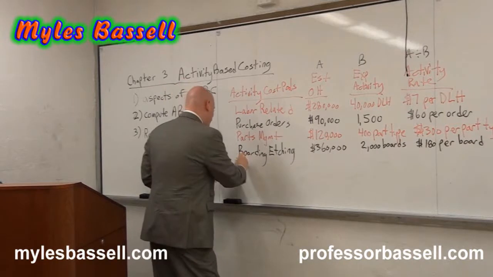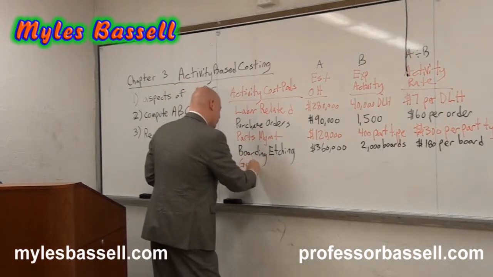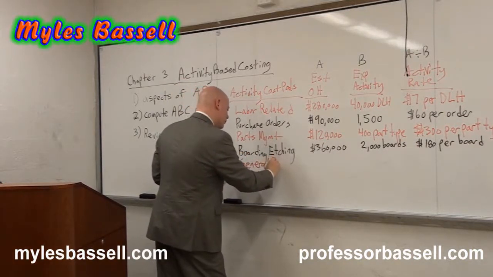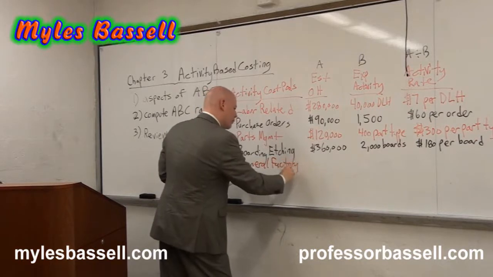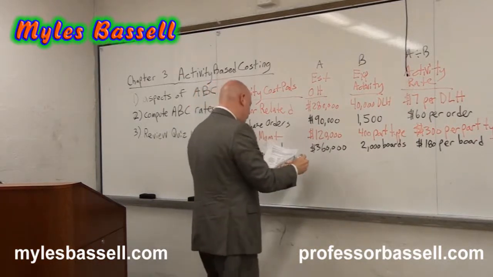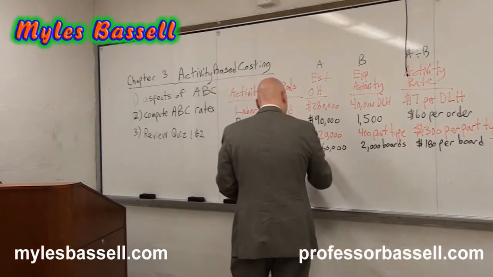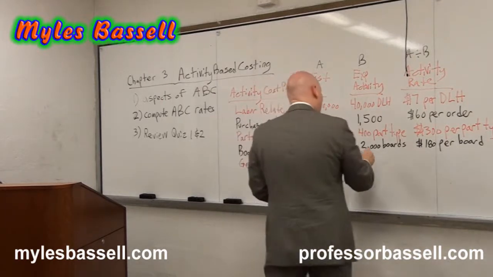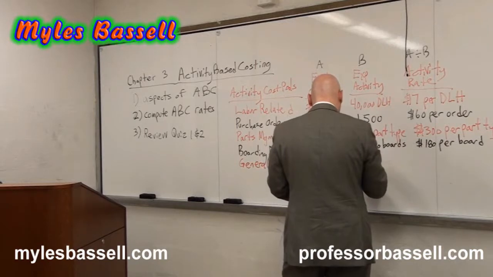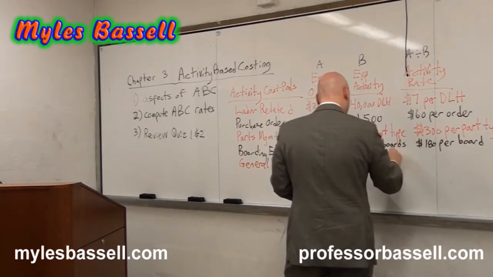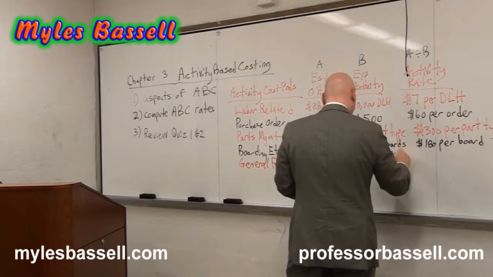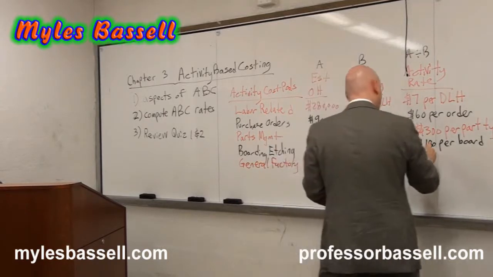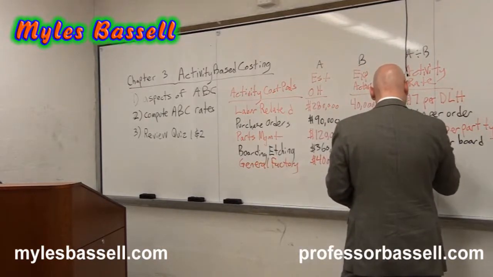So what's next? General factory? And what is the estimated overhead cost? $400,000. And they tell us that the activity level is 80,000 machine hours, which is going to give us $5.